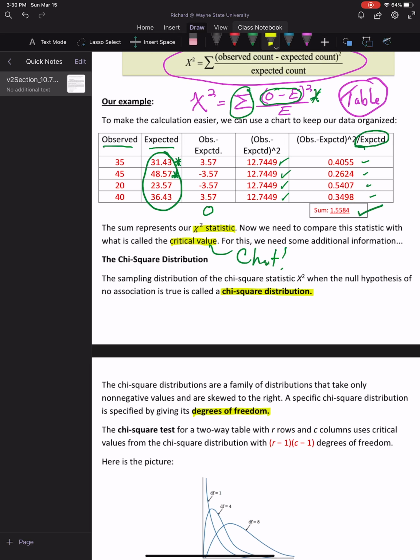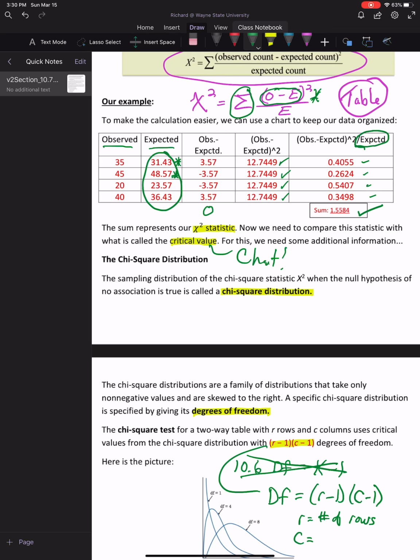Now, we had a different formula for the degrees of freedom in the last section. If you remember section 10.6, its degrees of freedom formula was k minus 1, and k was the number of outcomes. Well, we're not in 10.6. The degrees of freedom formula here is the number of rows minus 1 times the number of columns minus 1. So it's a little multiplication problem. R is the number of rows, and C is the number of columns.